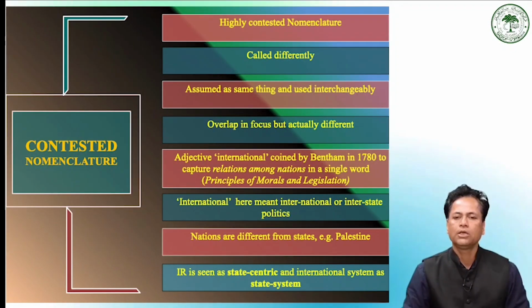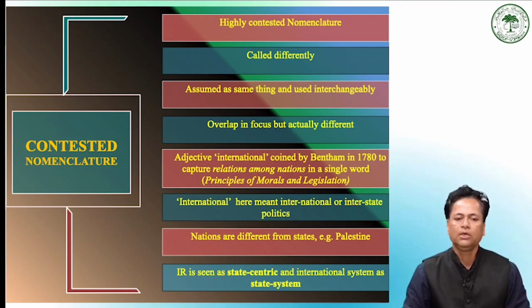Let us now focus on the contested nomenclature of the discipline. When you see the nomenclature of any other social science discipline, you will find that the nomenclature of international relations is highly contested and even debated. Many international scholars call it differently. Some call it international politics, some call it international relations, some call it international studies, and even some call it world politics. Definitely there is an overlap in the focus of all these nomenclatures, and that is the reason why many scholars, including academics, use these nomenclatures interchangeably, but these nomenclatures are different from each other.